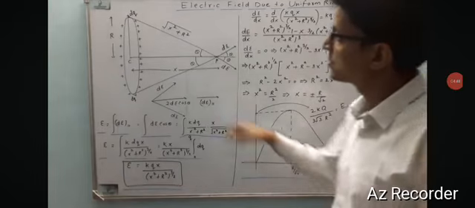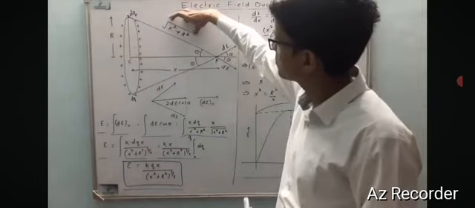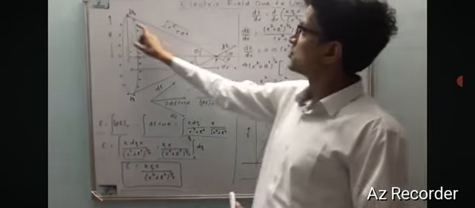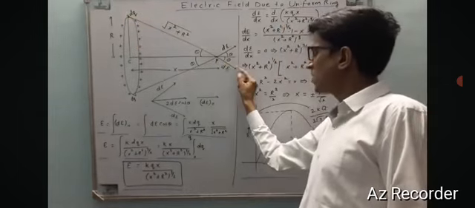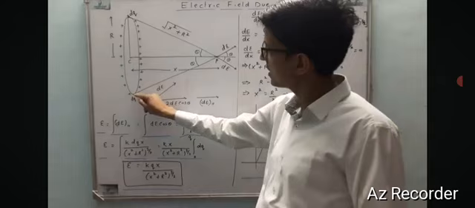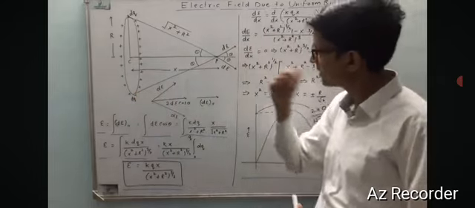So suppose the radius is r, so this distance is root under x square plus r square. So for this elemental charge dq, the electric field will be radially outward in this direction, and for this charge the electric field will be radially outward like that.